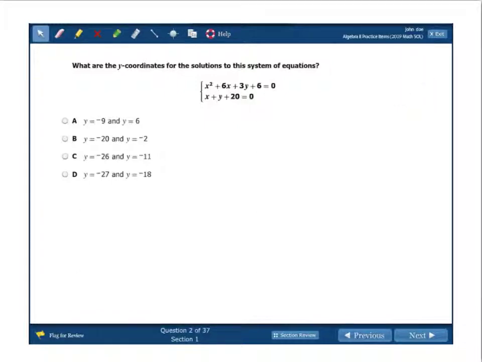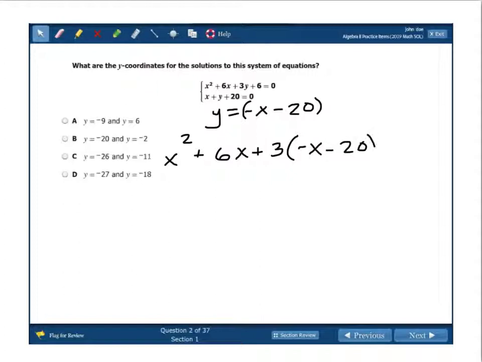So I'm going to take the second equation and solve it for y, giving me negative x minus 20, and that's what I'm going to plug in for y. I'm going to have a quadratic equation either way, because if I solve for x and plug it in, I'm going to have to square it anyway in the other equation. So this is probably the path of least resistance.